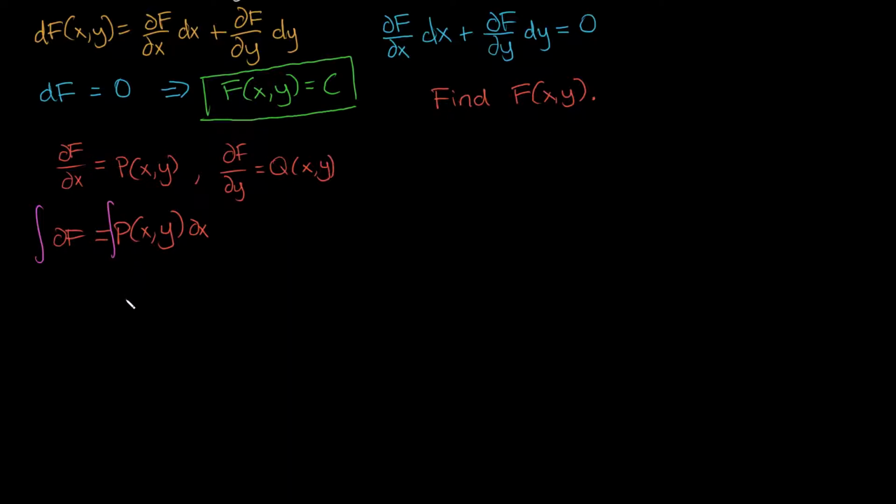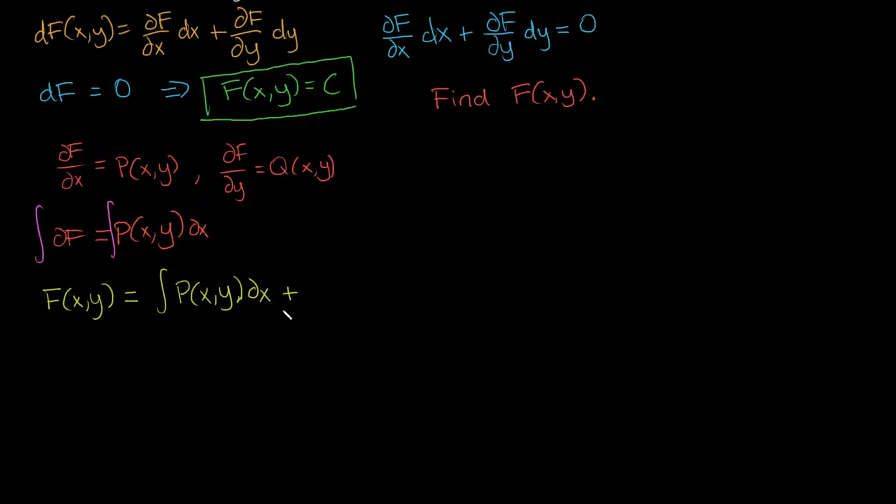If we end up actually integrating this, the integral of partial f is just going to be f(x,y). We have our function here, and it's going to equal the integral of P(x,y) dx. And this is partial x I should be doing, partial x. And plus some constant, maybe?